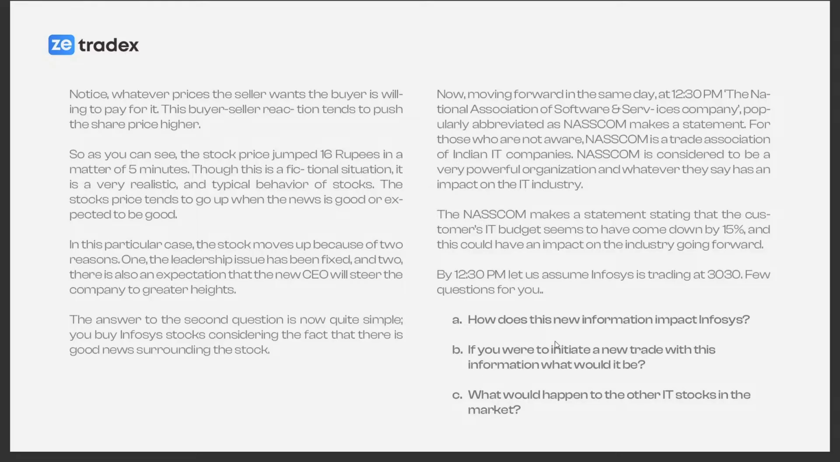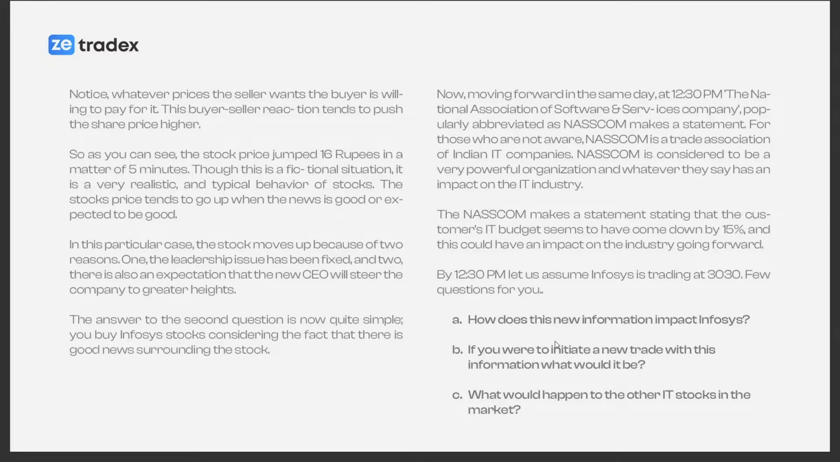The stock price tends to go up when the news is good or expected to be good. And in this particular case, the stock moved up because of two reasons. One, the leadership issue had been fixed. And two, there's also an expectation that the new CEO will steer the company to greater heights. So the answer to the second question is now quite simple. You buy InfoSystem stocks considering the fact that there is good news surrounding the stock.